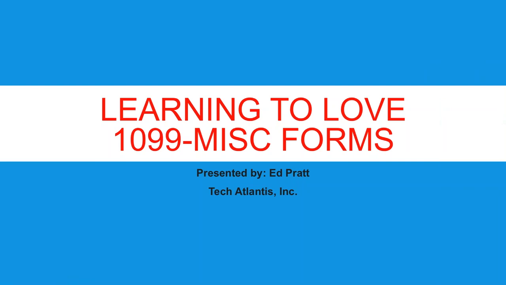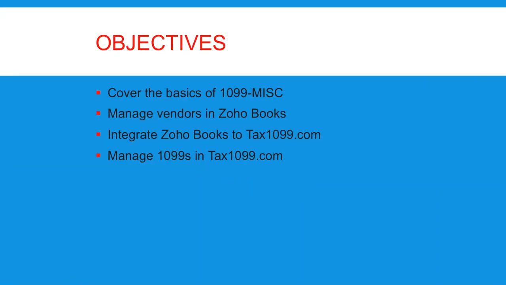We have a few objectives today that we want to cover as part of our session. We want to make sure that we're covering some of the basics of 1099 miscellaneous forms. Just a reminder for some of you, and maybe for some of you, a new thing that you might not be as familiar with. We'll look inside of Zoho Books and talk about managing vendors over there, and then we'll integrate Zoho Books over to Tax 1099 and manage 1099s inside of Tax 1099.